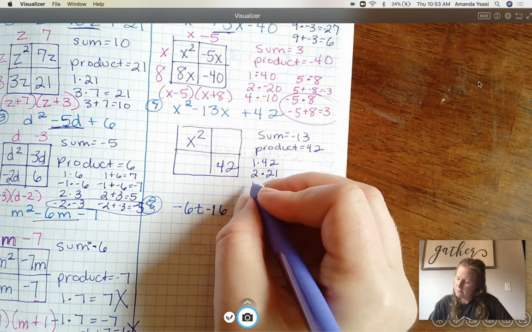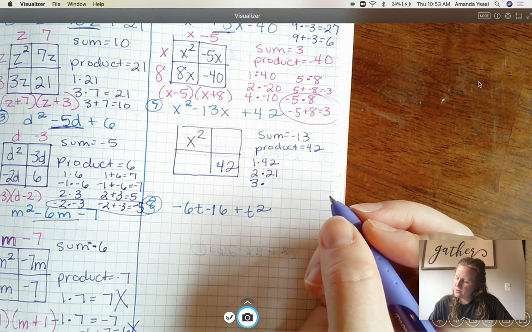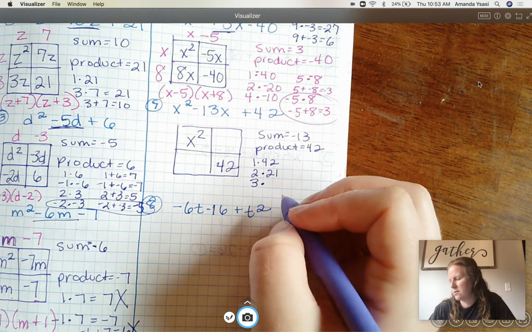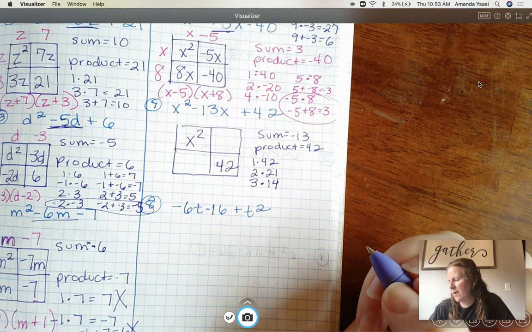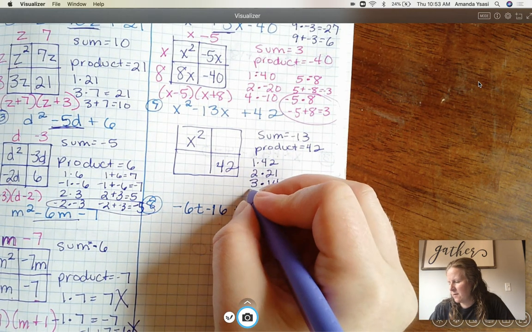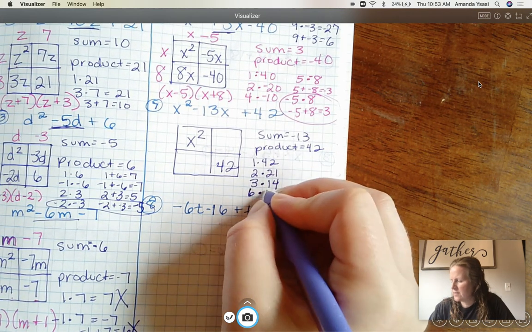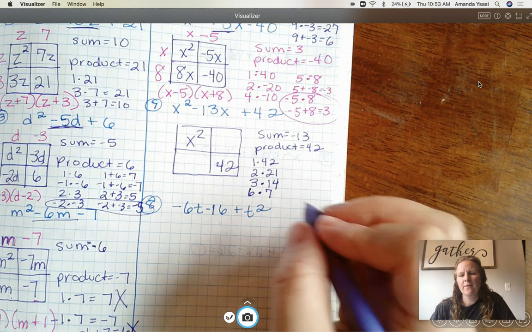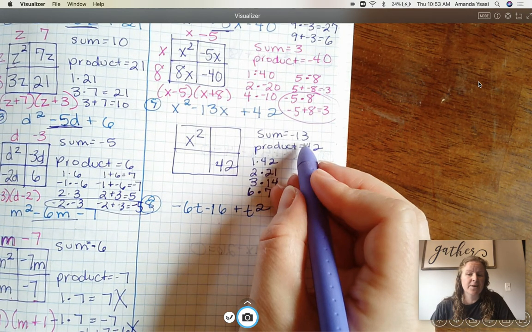3, will 3 go in? 3 times 14, right? And if I add those, it's 17. 4 doesn't work, 5 doesn't work, 6 times 7. If I add these, I get 13. But I need a negative 13.